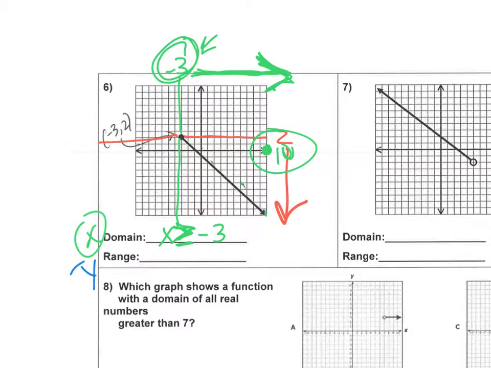Now for the range, that's my y values. Oh, I did red a minute ago. That's my y values. I see that it's 2 and it's using everything below it. The other way, my y value is 2.